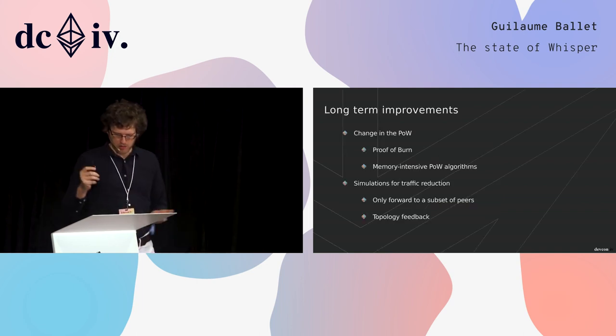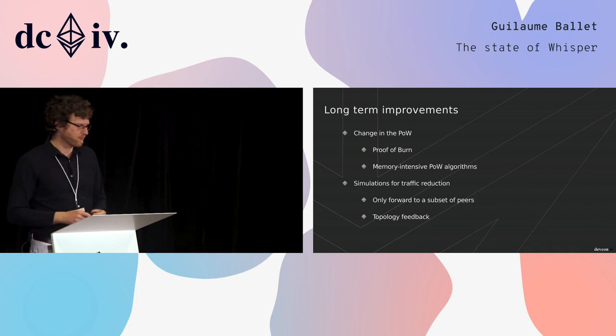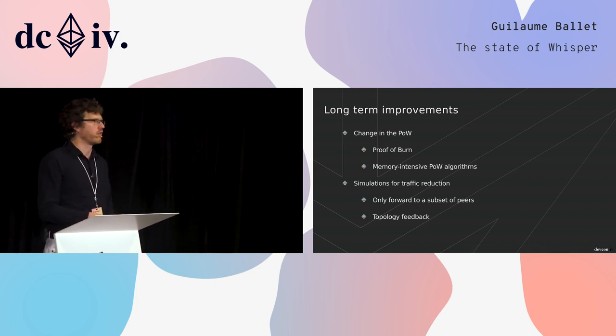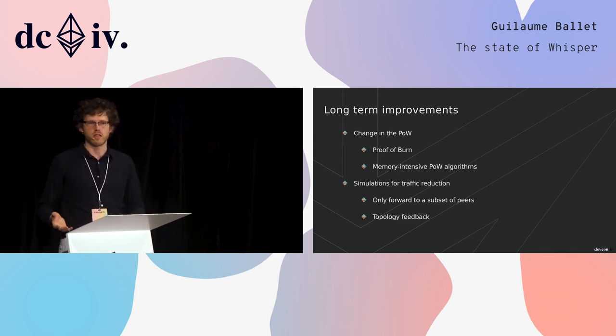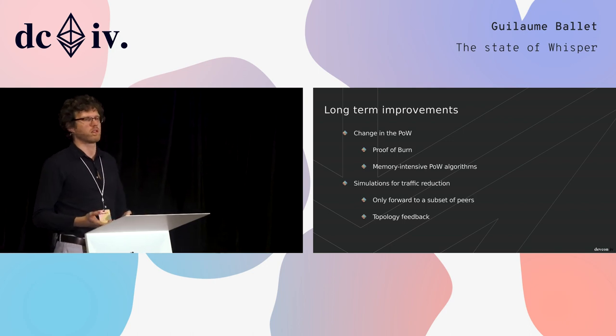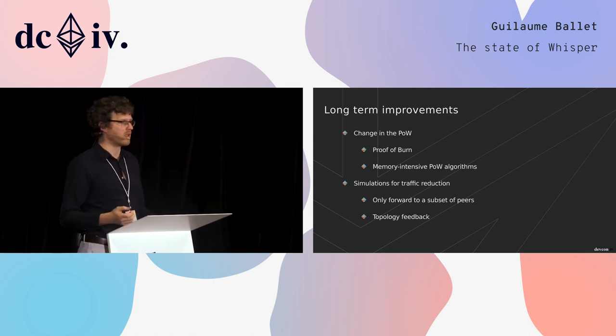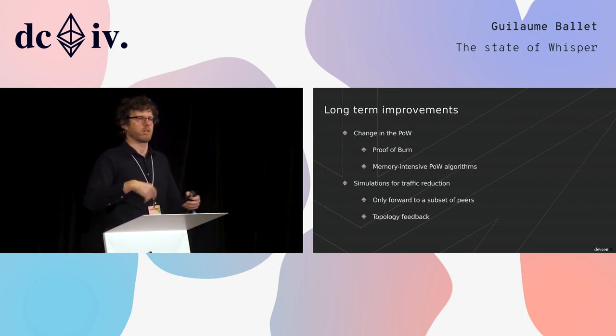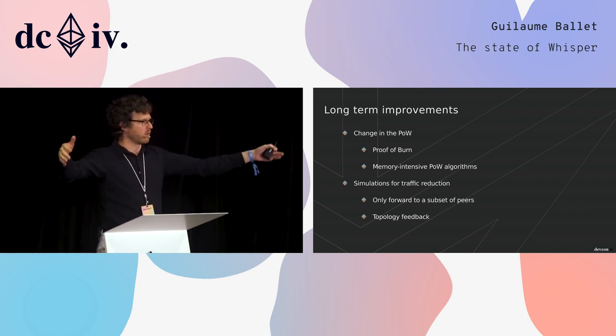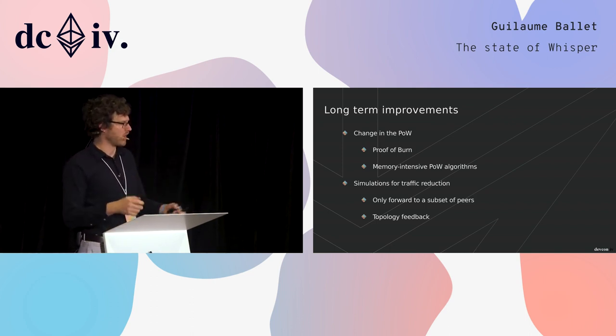And then, on the horizon, there are more long-term improvements. One of them is the proof of work. So Whisper, when you send a message, you calculate the proof of work on this message. This is to prevent spamming, because if you remember, when you send one message, it gets duplicated and sent over several times. So you need to make sure that you don't abuse the system.